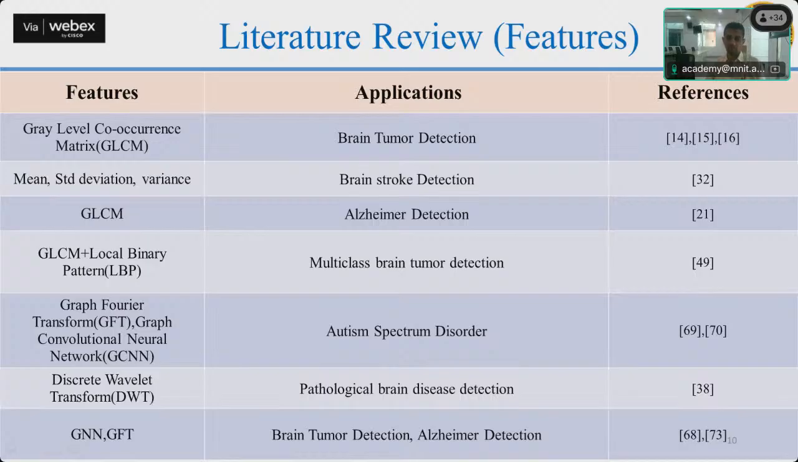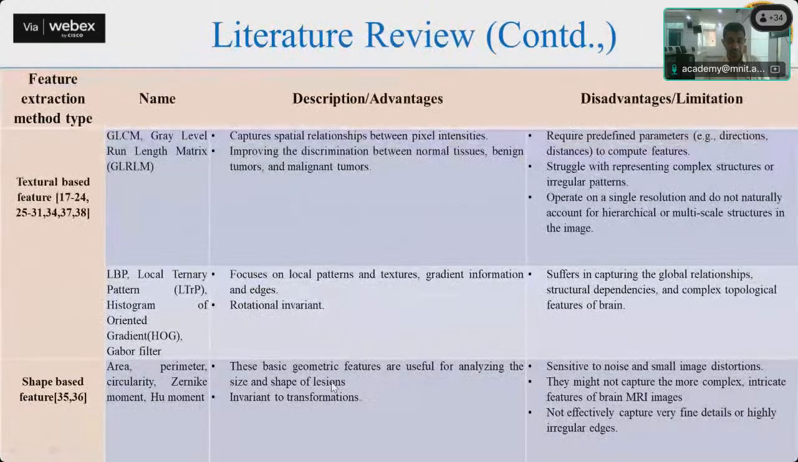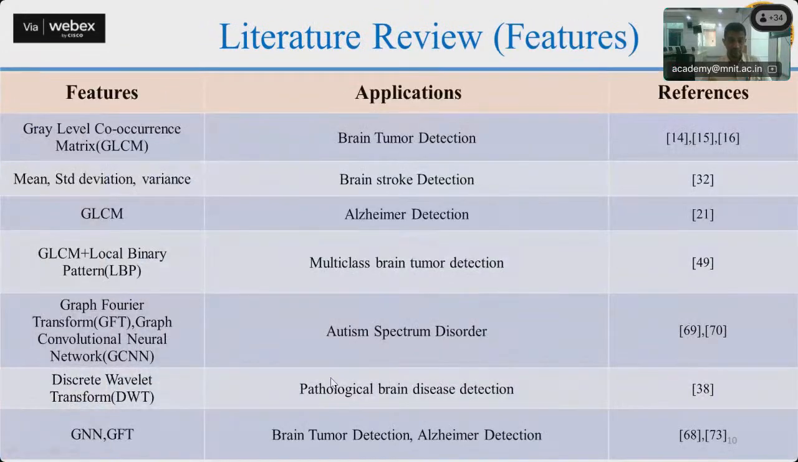Then we use the graph Fourier transform and graph convolutional neural network. It is used for autism spectrum disorder. Then we use the discrete wavelet transform, which is used for pathological brain disease detection. Then you use the GCN and GFT. Here you use them for brain tumor detection and Alzheimer detection.